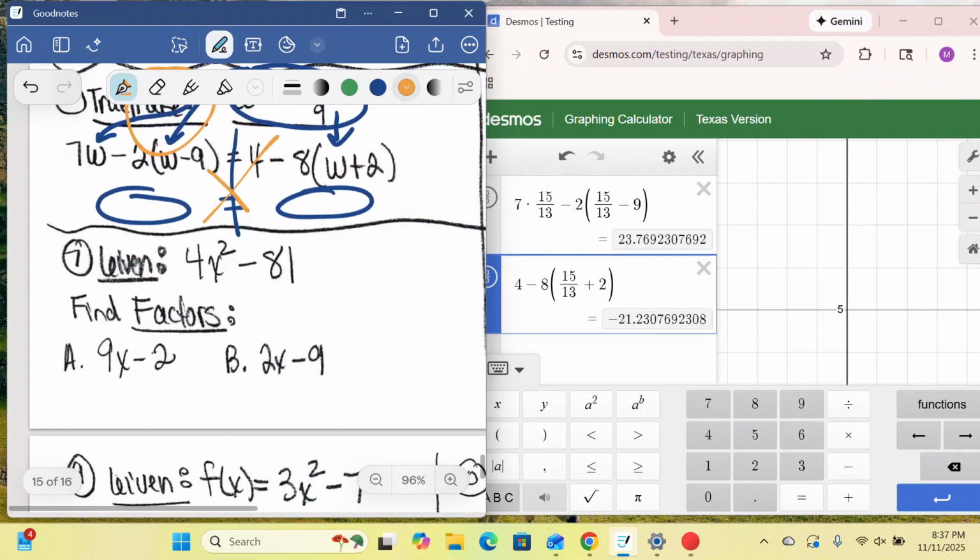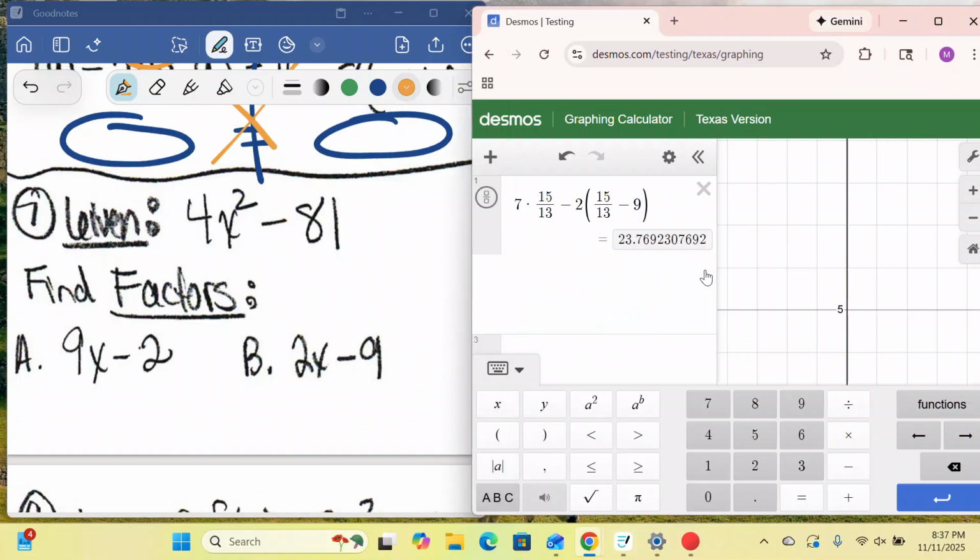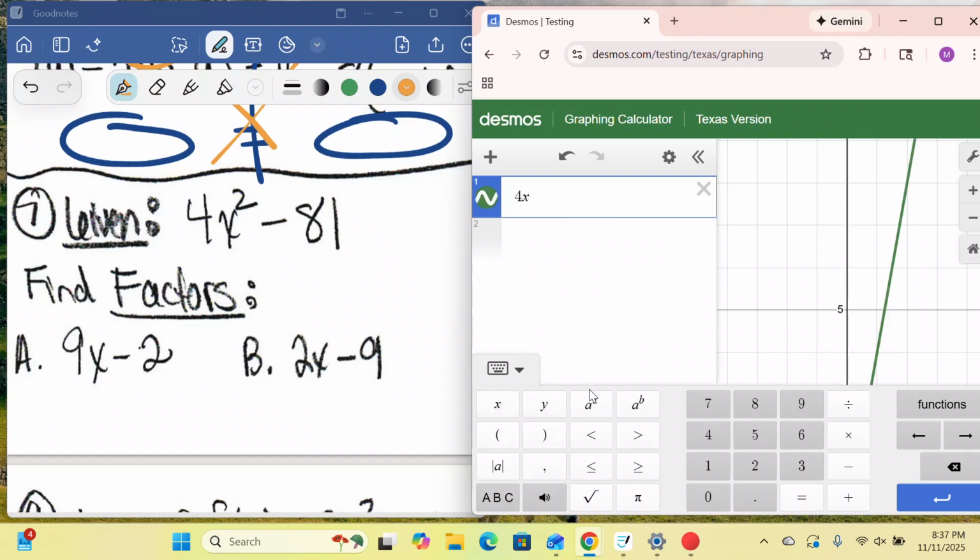Let us go to number 7. So given the quadratic, we have 4x squared minus 81. Find out if those A or B are factors. So what I'm going to do is I'm going to go ahead and put in this quadratic the way it is. I'm going to go ahead and put in 4x squared minus 81.